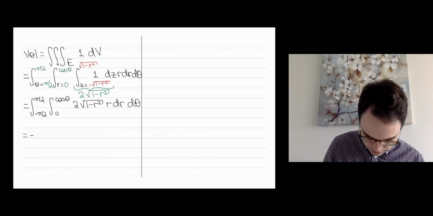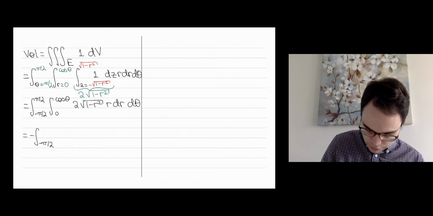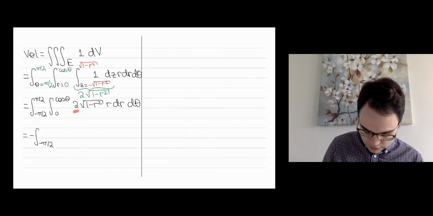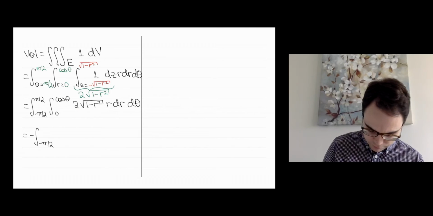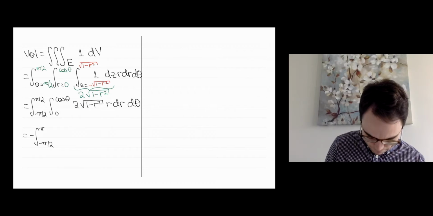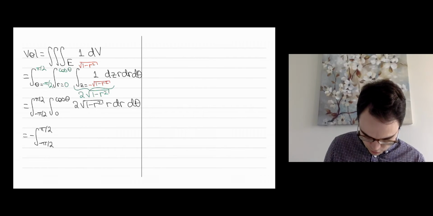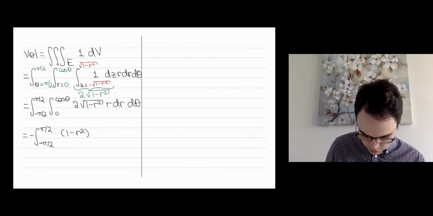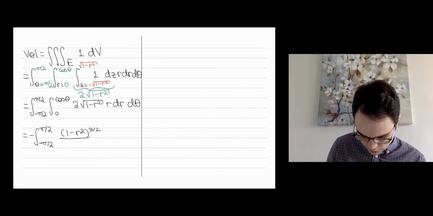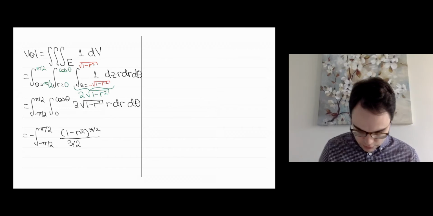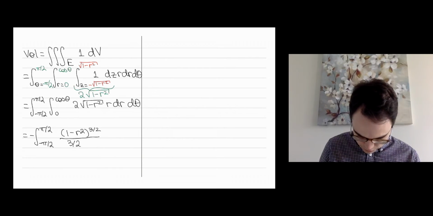So let me just say this is the integral from... I'm introducing a minus sign to make this 2r into the derivative of what's inside the square root, and then the integral is 1 minus r squared to the 3/2 divided by 3/2. Then we evaluate this between 0 and cosine theta.